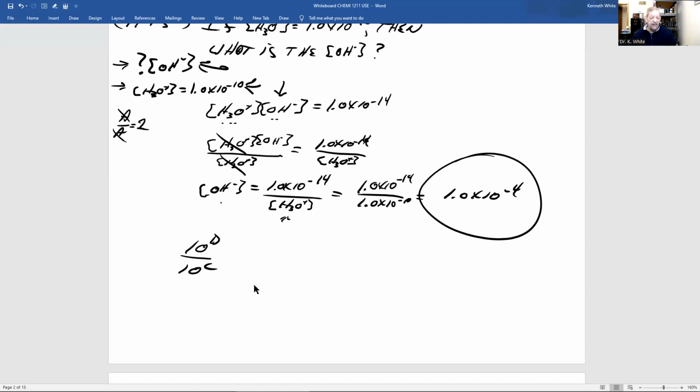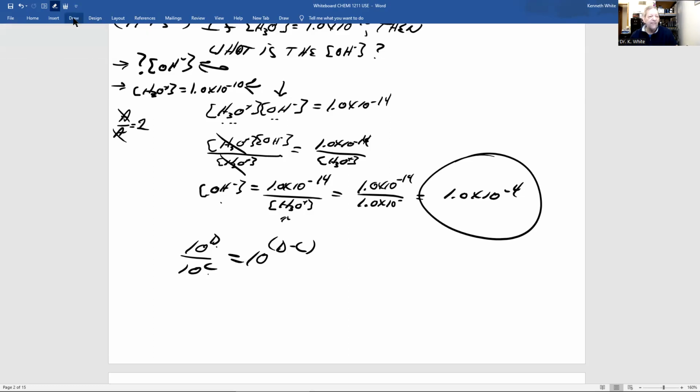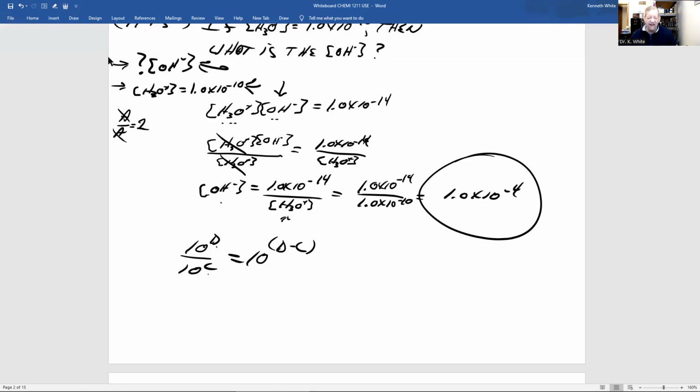You have 10 to the C divided by 10 to the D, or rather 10 to the D divided by 10 to the C. This equals 10 to the D minus C. And minus 14 minus minus 10 is minus 4. And that's how I can do that in my head. Because of the slide rule, you have to learn things like this for powers of 10.